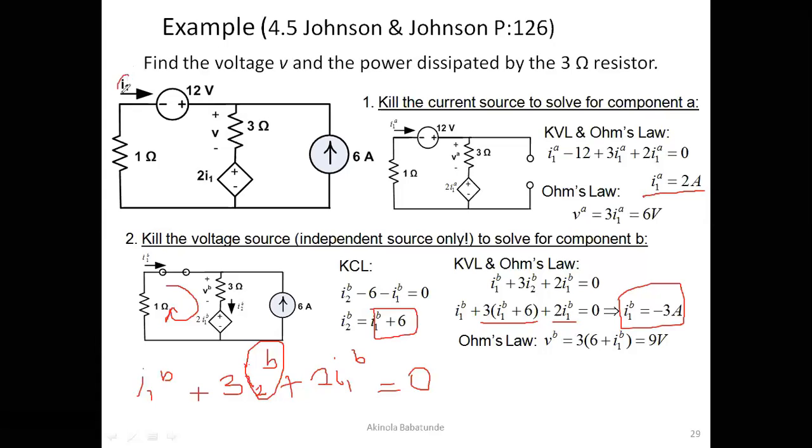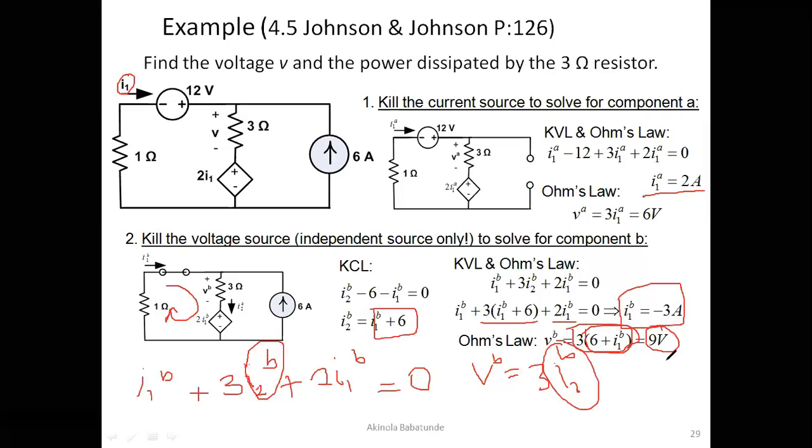This makes it very easy to find I1. This I1 we have here, we can now find it very easily by just saying I1A plus I1B. Now, applying Ohm's law, our VB is equal to 6 plus I1B, and that will give us 9 volts. We know that our VB, like we mentioned earlier, is equal to 3I2B, and we said our I2B is I1B plus 6. So our VB will be equal to 3 multiplied by I2B, and that gives us 9 volts.